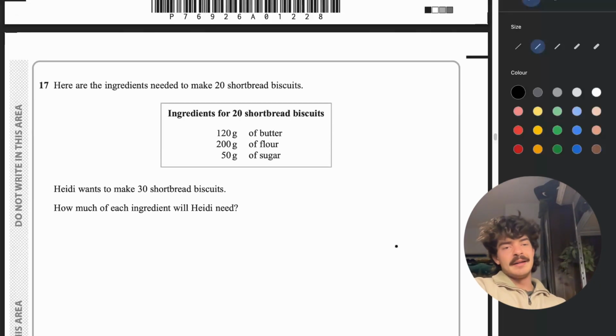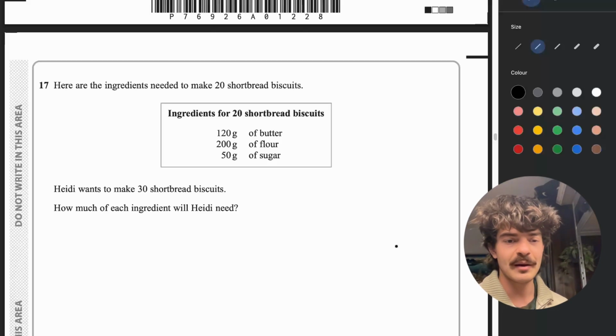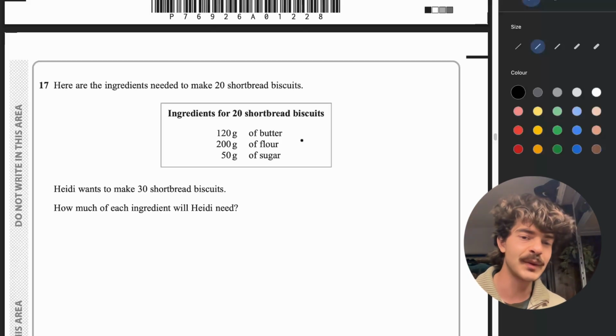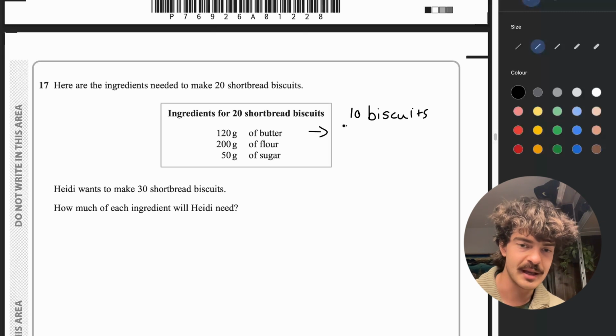Question 17. Here are the ingredients needed to make 20 shortbreads. She wants to make 30. How much of each ingredient will she need? Well, if this is the amount she needs for 20, we know that to make 10 biscuits, she's going to need half of all of these ingredients. So that would be 60, 100, and 25.